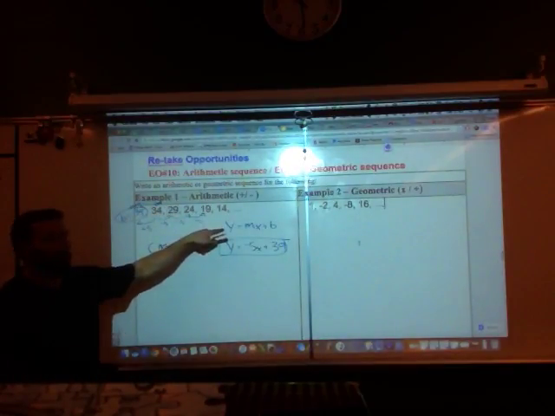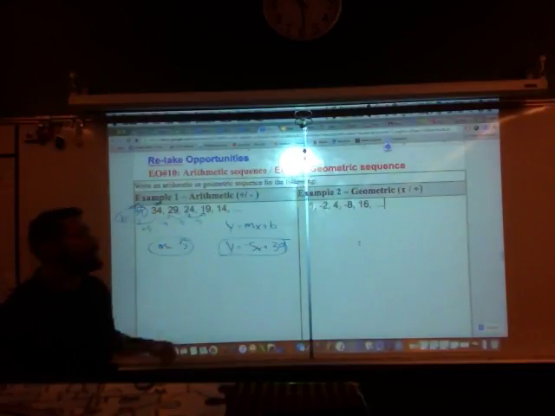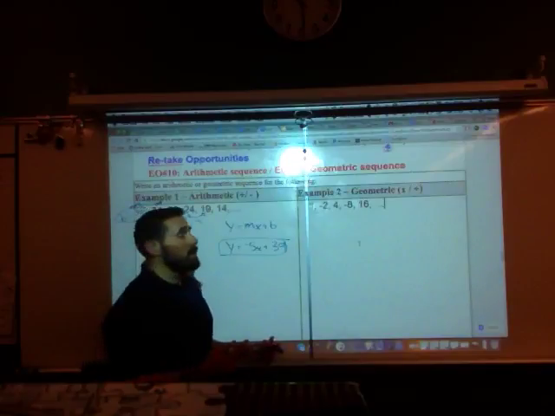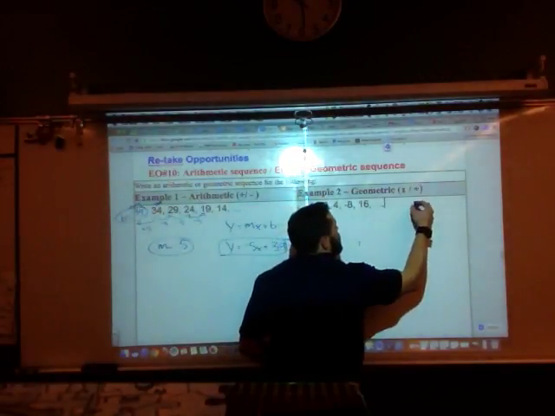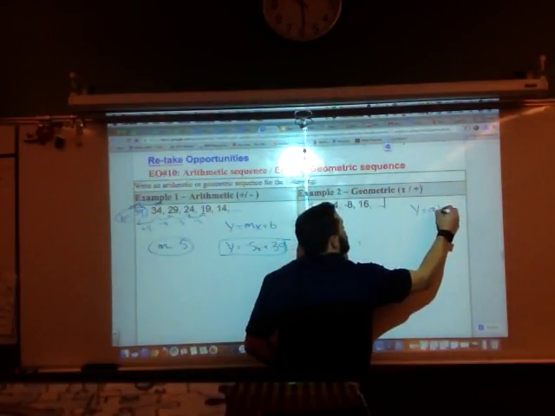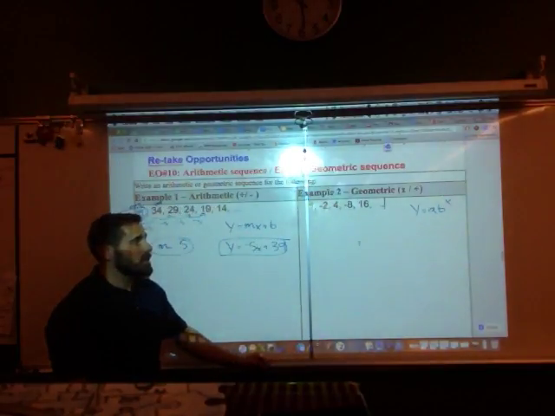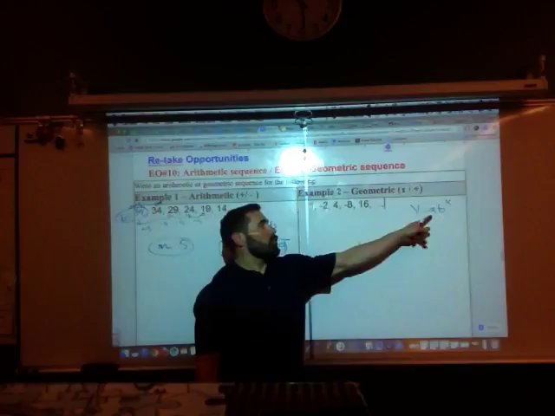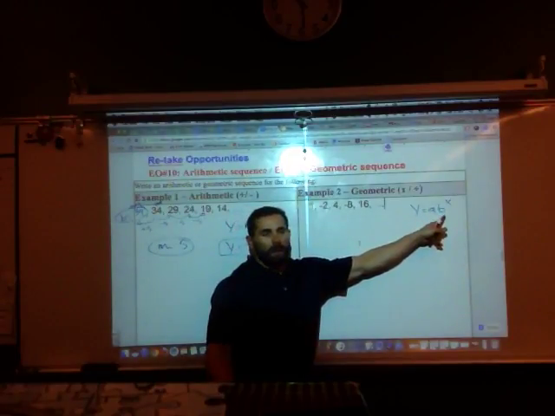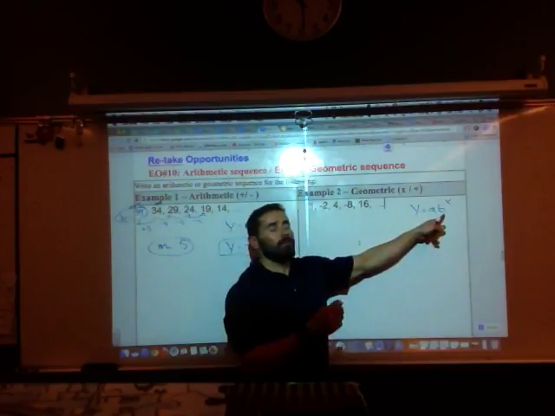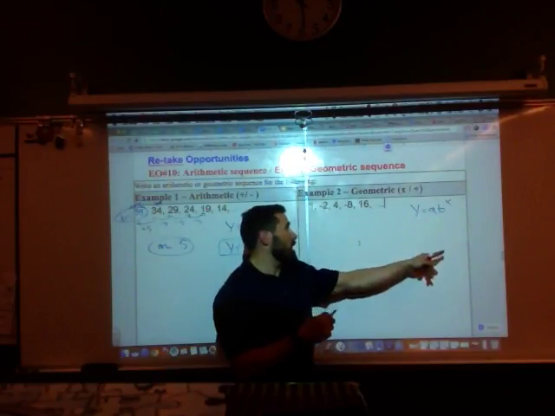I should think linearly. When it's arithmetic, I go here. Now when I go to geometric, I should be thinking exponentially. It's multiplying or dividing. Y equals ab to the x. The a is actually the initial point this time. My b is my growth rate. This b is going to be bigger than 1 if it's growing. This b will be smaller than 1 if it's decaying.